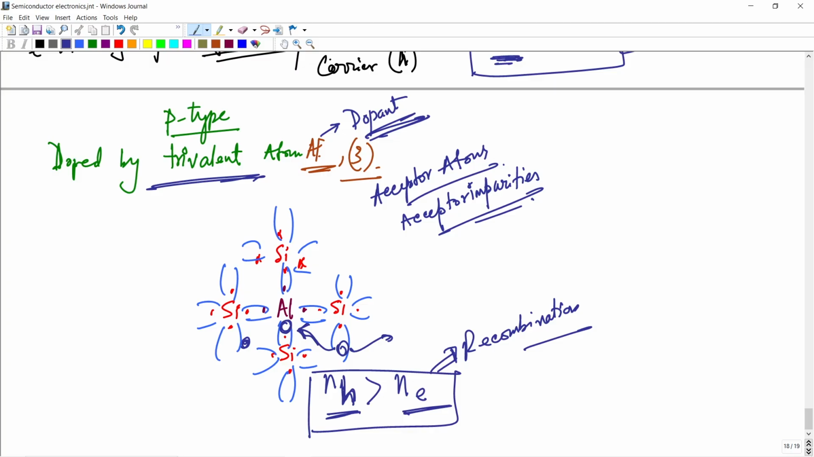Due to the impurities we get an extra energy level. That extra energy level also changes the energy band diagram. We will discuss that in the next classes. So today we end the class here.